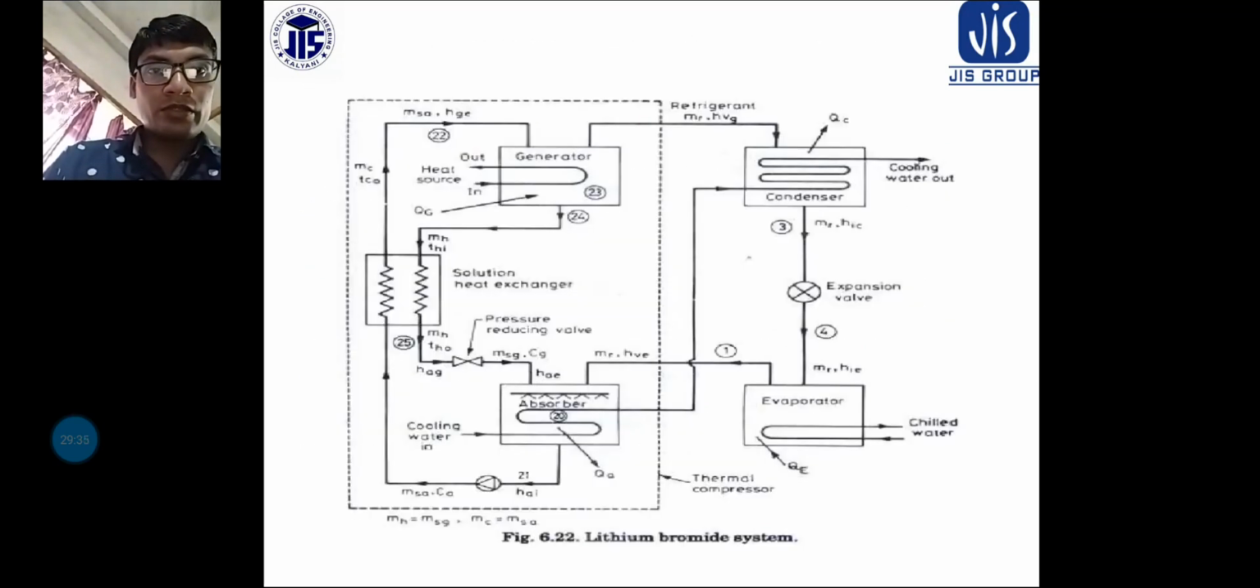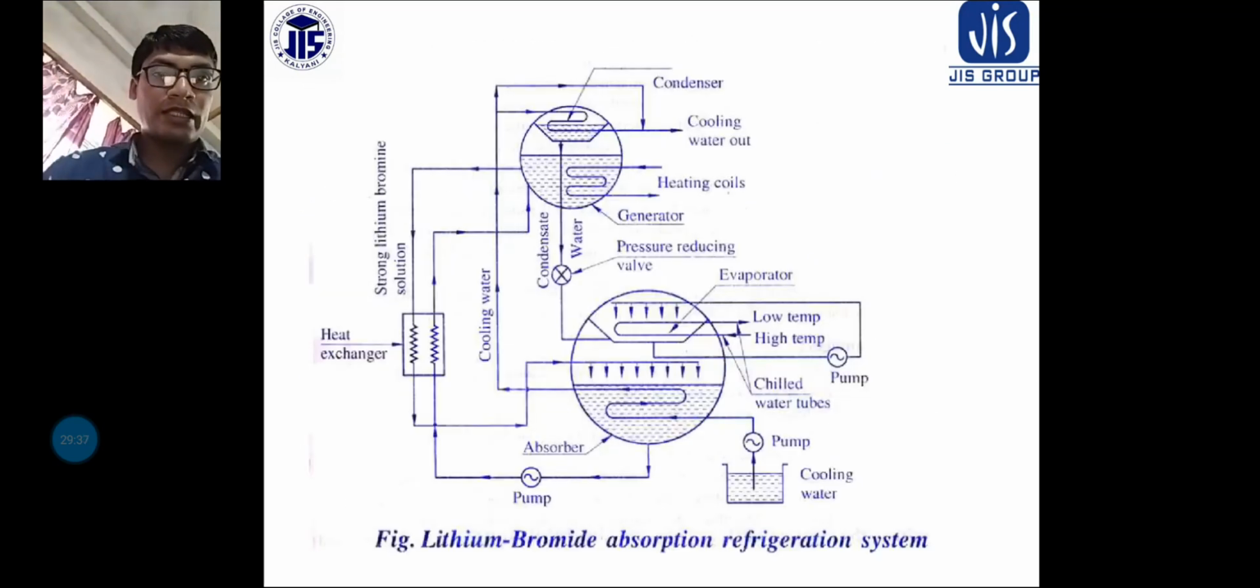One more important thing here: the question can be asked why we are using 2 shells instead of 4 shells. The answer is that the evaporator and absorber operate at the same pressure, and the condenser and generator operate at the same pressure. So this is all about the absorption system.